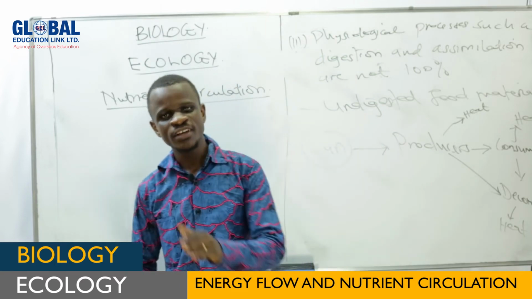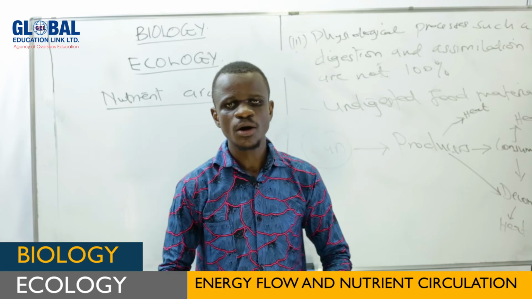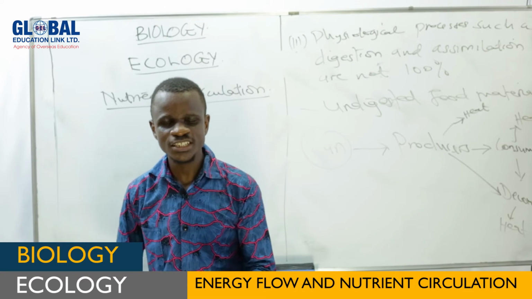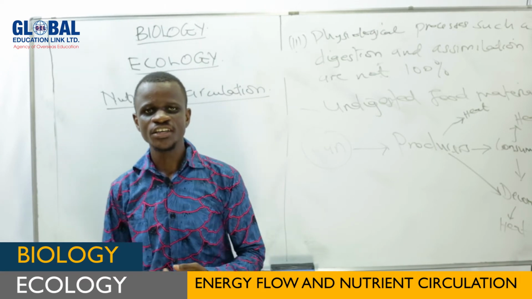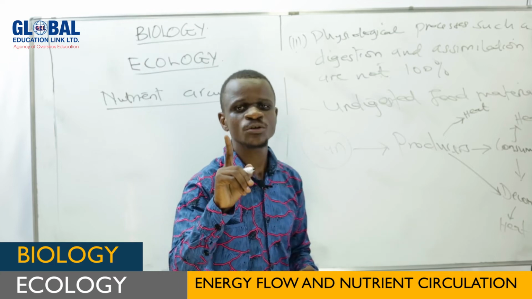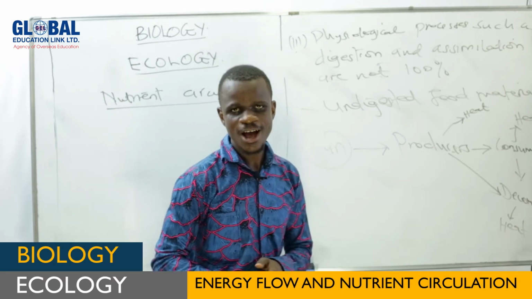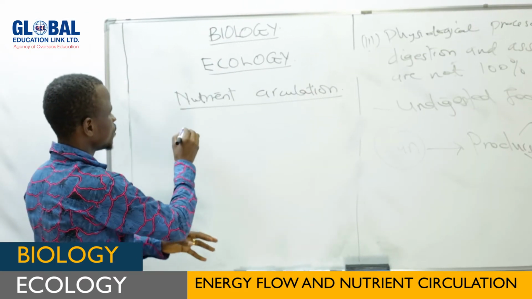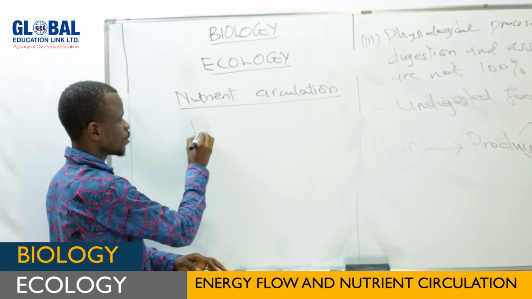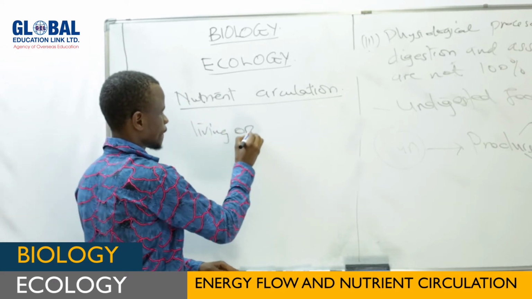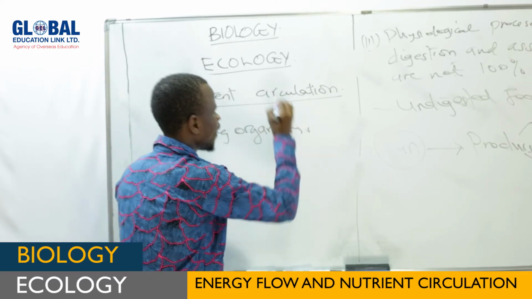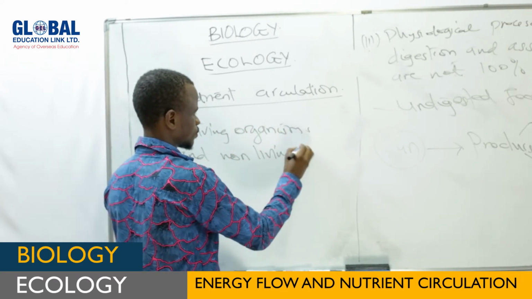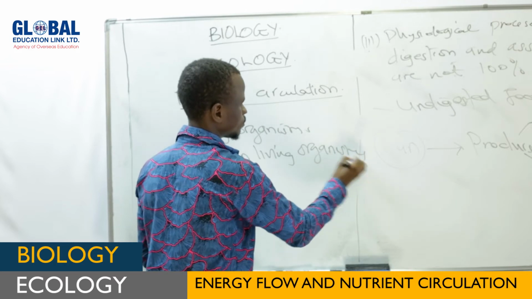I remember in the last lesson we discussed the role of decomposers in an ecosystem. Therefore, the nutrient can be taken back, which is different from energy, which cannot go back. Are we together, my students? Now, in nutrient circulation, the nutrients will circulate between living organisms and non-living organisms, where the nutrients circulate.